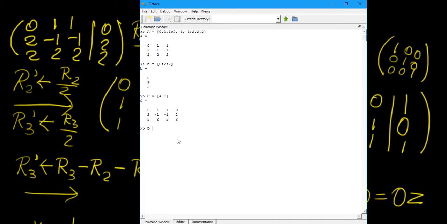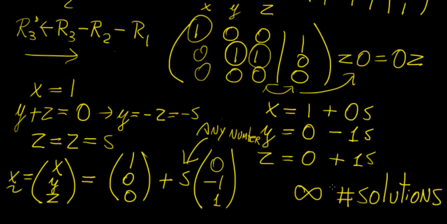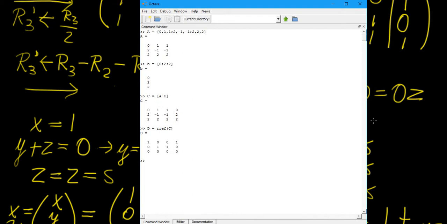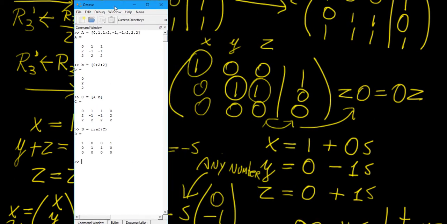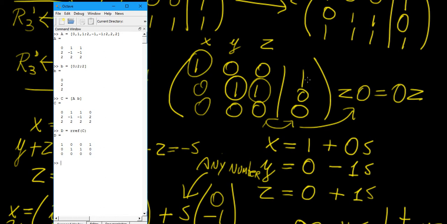And in the end, to get the reduced row echelon form, we're going to use the command rref. That is short for reduced row echelon form. And we're going to apply it on the matrix C. And we should get, simply enough, the exact same solution as we got here. If we compare the two, the first row is 1 0 0 1, so that's what we have here, then 0, 1, 1, and then 1 0, and then all zeros at the bottom. So that is how you find the reduced row echelon form of an augmented matrix in Octave and MATLAB.